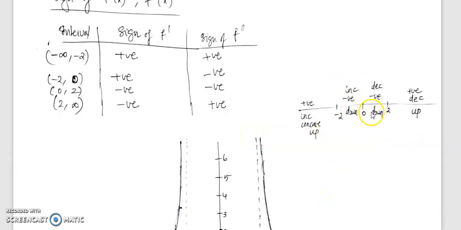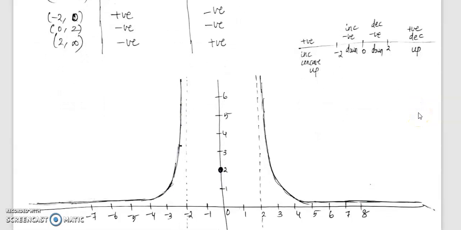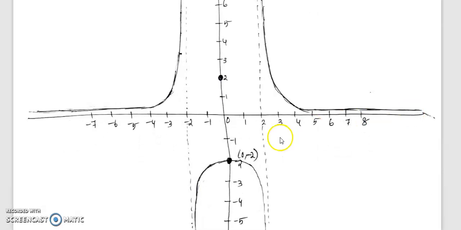So this is how you are getting it. From -infinity to -2 it is positive, increasing and concave up, then -2 to 0 it is increasing, negative and concave down, then 0 to 2 it is decreasing, negative and concave down again, and 2 to infinity it is positive, decreasing and concave up. So for sketching the graph, the intercepts are marked here. The only intercept is (0, -2). I have marked this by mistake, so please ignore that.